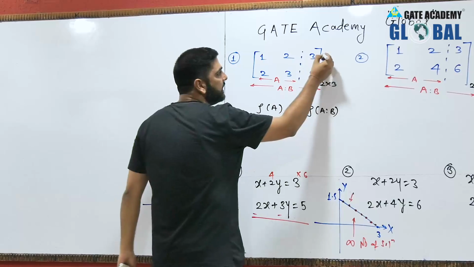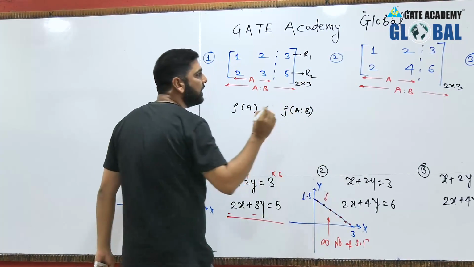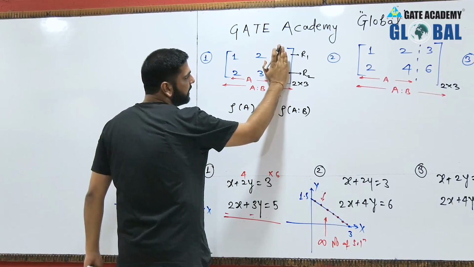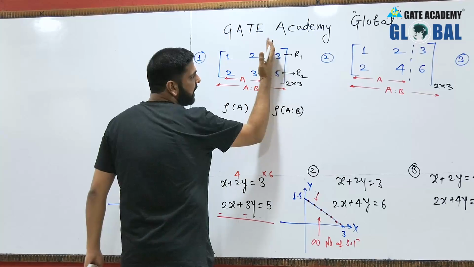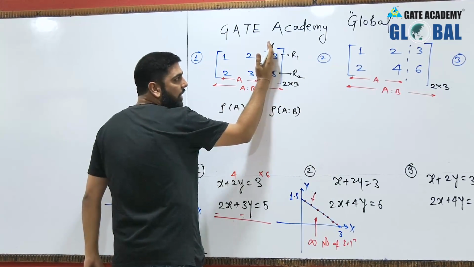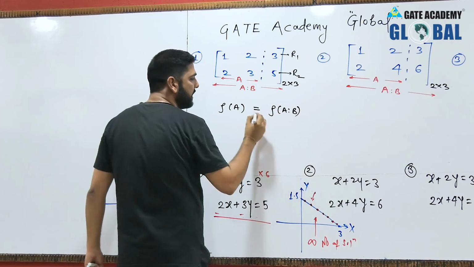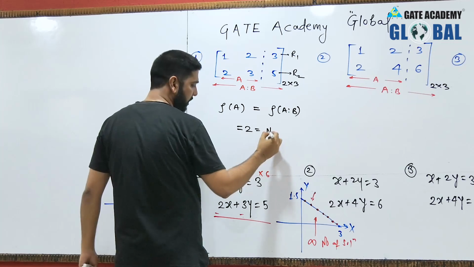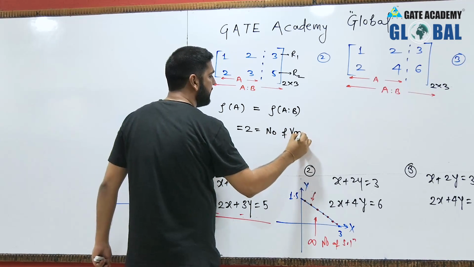That means R1 and R2 both are independent. That means in the case of A, just look here only. I am hiding this part. So in the case of A, I have rank 2, and again if I include 3 and 5, I have rank 2. That means it is equal, and it is 2, and it is equal to the number of variables, right?